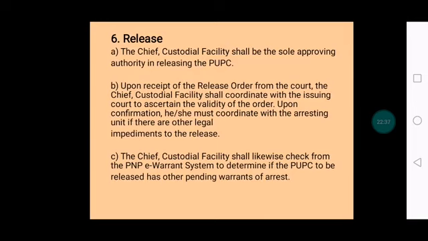Number 6 is release. The chief custodial facility shall be the sole approving authority in releasing the POPC. Upon receipt of the release order from the court, the chief custodial facility shall coordinate with the issuing court to ascertain the validity of the order. Upon confirmation, she must coordinate with the arresting unit if there are other legal impediments to the release. The chief custodial facility shall likewise check from the PNP e-warrant system to determine if the POPC to be released has other pending warrants of arrest.